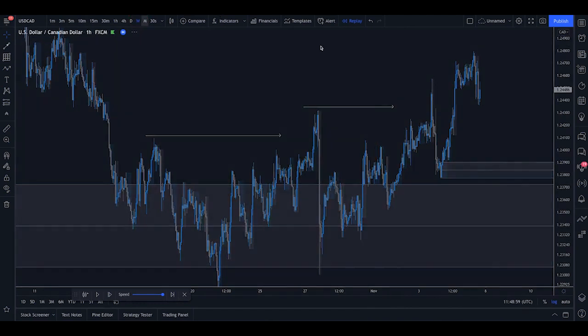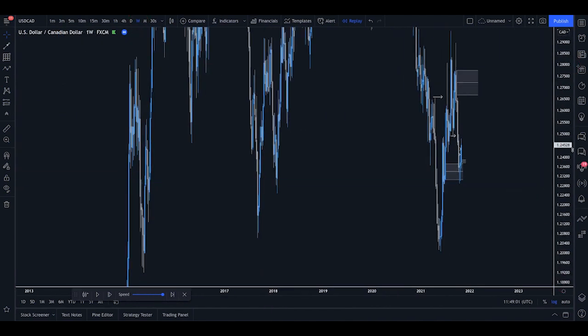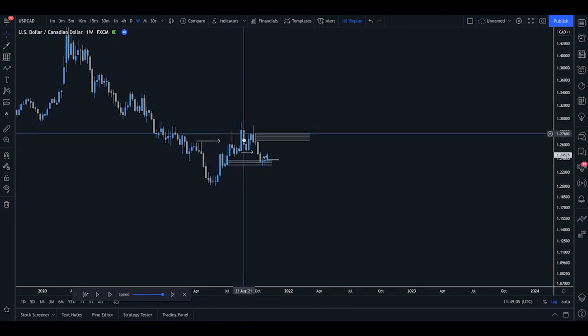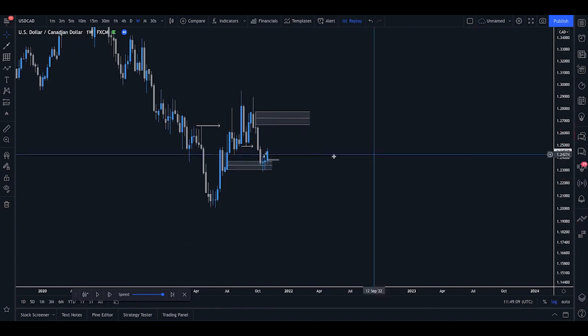So let's do a quick recap. We started on the weekly time frame. We first of all saw that we had an initial bullish break of structure here, but then a bearish break of structure here. Traded into a demand zone, left open an imbalanced supply zone. That gave us an idea that potentially we could look for some buys through this range into this supply zone.